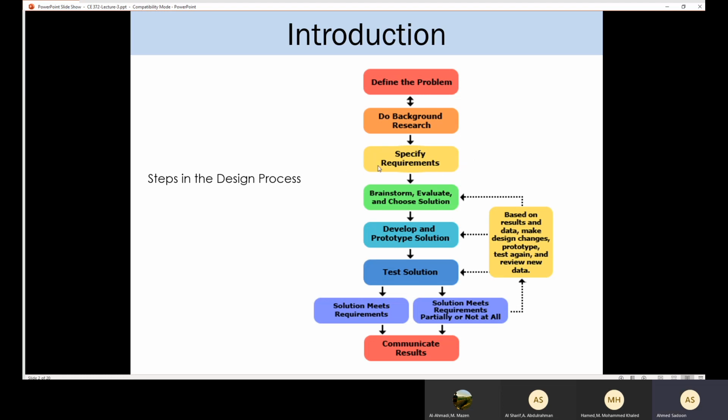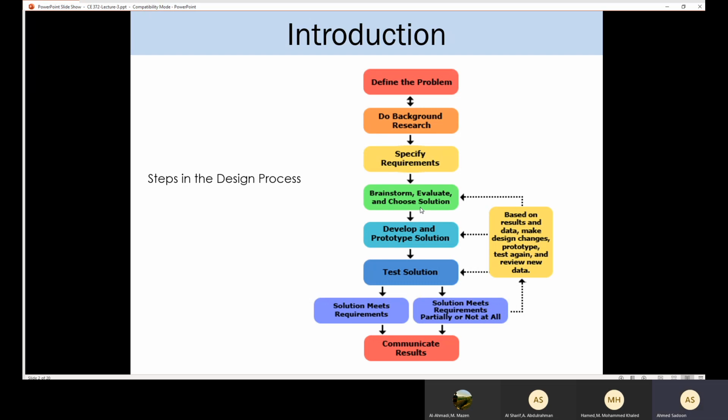So it's important to specify the requirements. And in today's lecture, we are going to talk about the design requirements in great detail. And of course, after I specify my requirements, I need to brainstorm, which means that I'm going to come up with as many possible solutions as possible. Then I'm going to evaluate each and every solution, and then I'm going to choose the best solution.